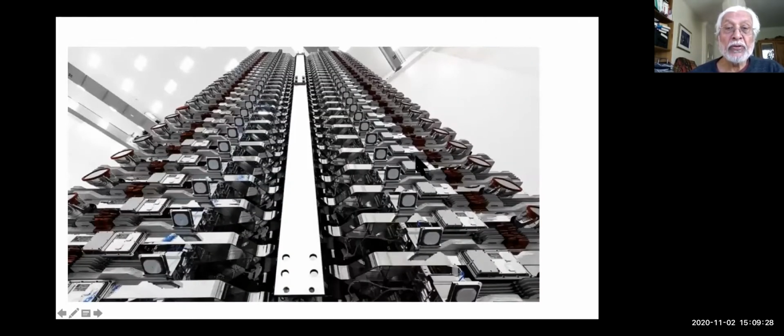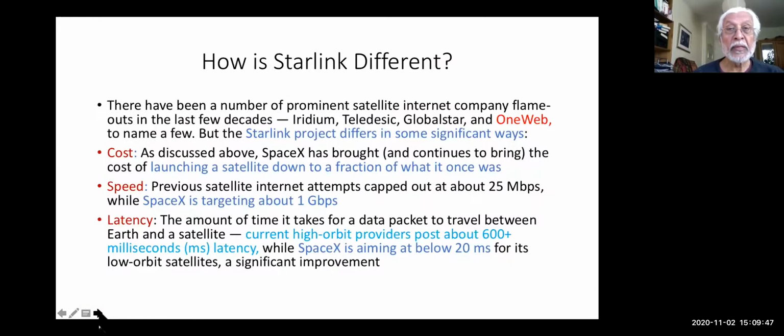Now, this is a bunch of these satellites stacked together, which are going to be loaded into a Falcon rocket, and then when they reach a certain height, they are released, and they then find their orbits. So we'll go into a bit more of that.